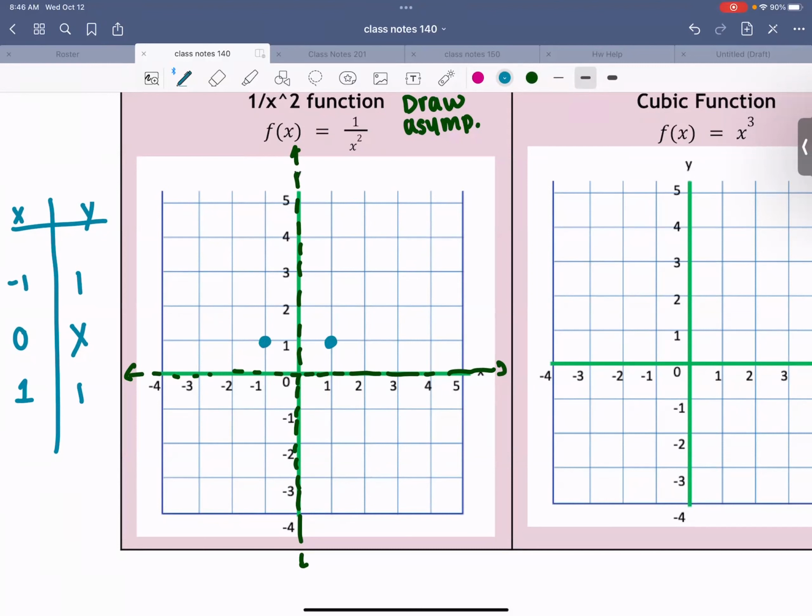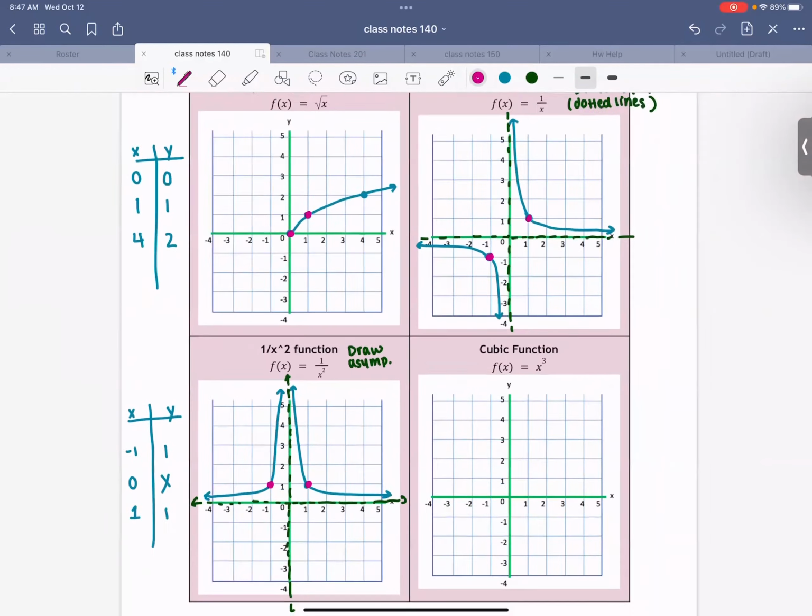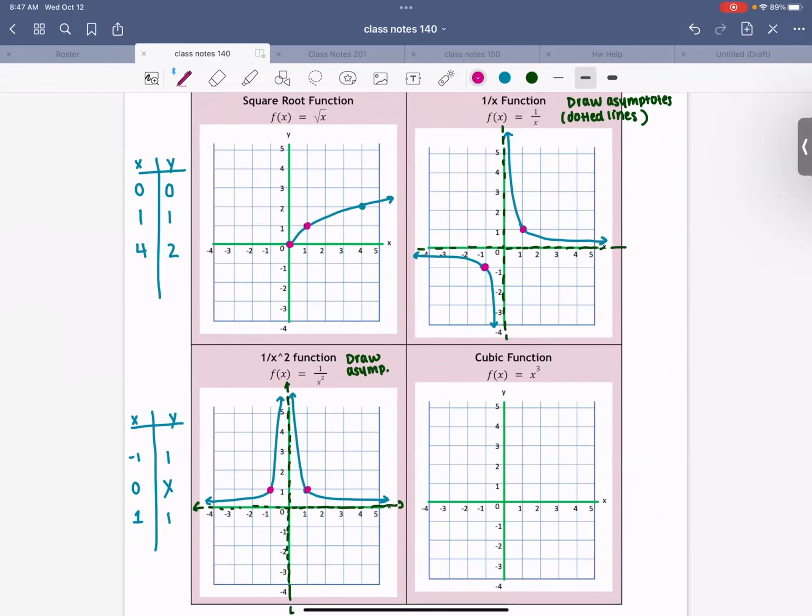This is actually enough to draw the function, right? I know that my graph is going to get closer and closer to the y-axis and the x-axis. On the other side, I know it's going to do the same thing, but in a different direction. So whenever you draw the graph of 1 over x squared, you're going to draw these 2 points. You're going to make sure it has the shapes, and you're going to make sure that you drew the asymptotes as well.